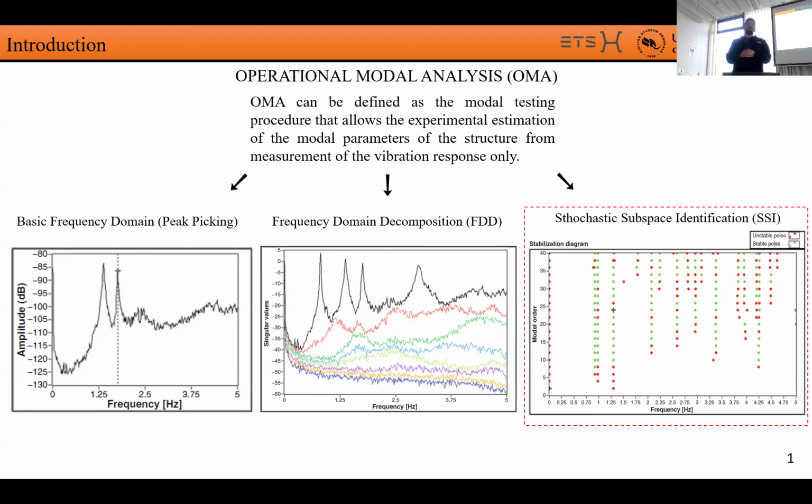Okay, perfect. So I decided to use the last one because it's the one that allows me to obtain the better result in an automatic way. And from the family of SSI, I decided to choose the covariance-driven stochastic subspace identification because I obtained the best result with the lower computational effort.